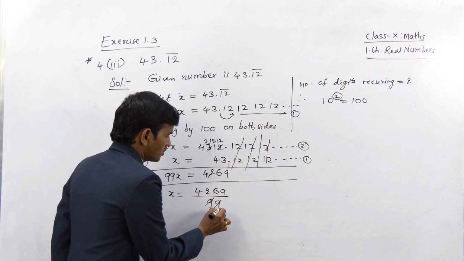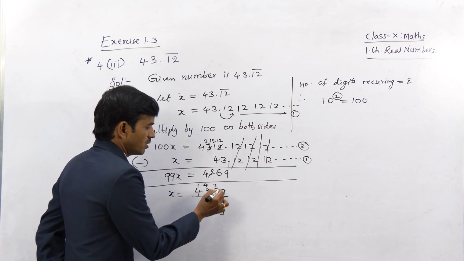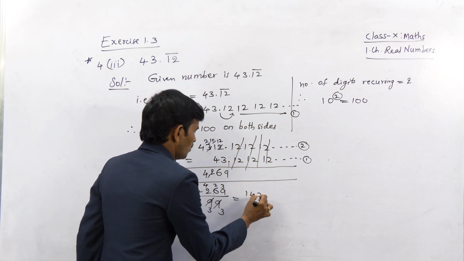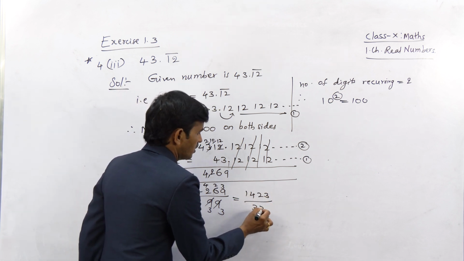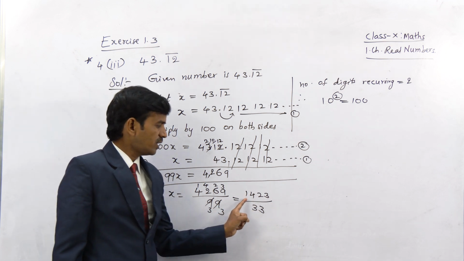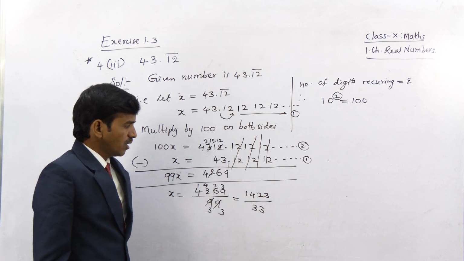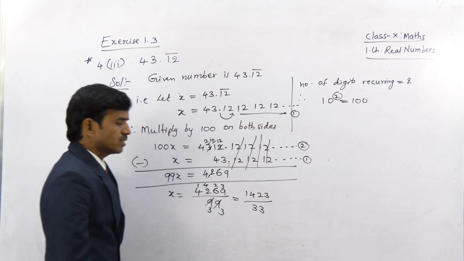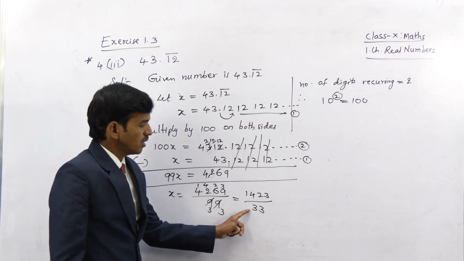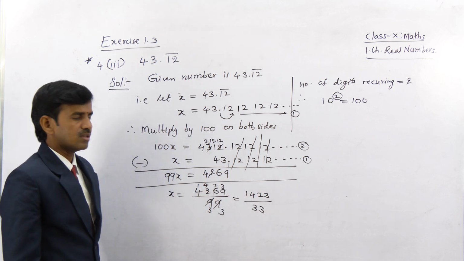3 3s are, 3 3s are, 3 1s are, 3 4s are, 3 2s are, 3 3s are. So it becomes 1423 by 33. Again, is it divisible by 3? Check it. Sum of the digits: 1 plus 4 is 5, 5 plus 2 is 7, 7 plus 3 is 10. So it cannot be divisible by 3. Both cannot be divisible by 3. Hence, as 3 is not a common factor, you can leave it the same.